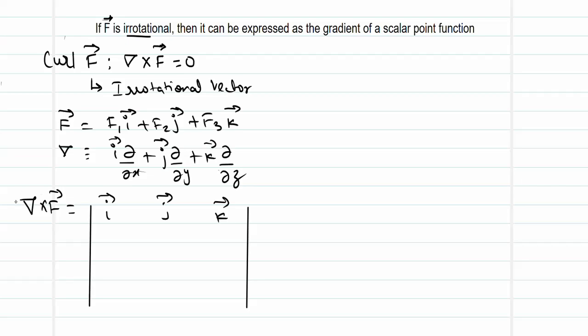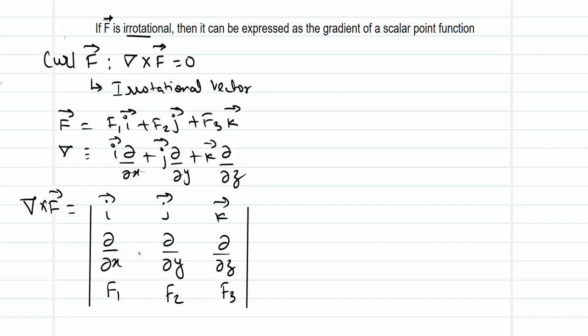Next, from the del you take the components. The i component is dou by dou x, the j component is dou by dou y, and the k component is dou by dou z. Now coming to the second row, the f vector has f1 i, f2 j, f3 k. The i component is f1, the j component is f2, and the k component is f3.